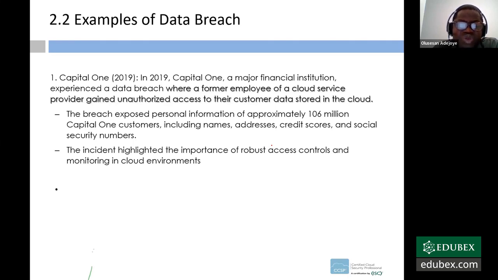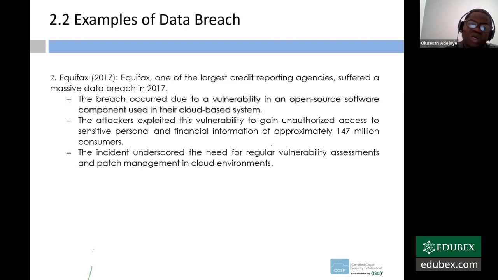And once you announce that you have been breached, or it comes to public knowledge, that will affect the reputation of the enterprise and also its market share. So it's very important that we put in place very comprehensive access control and monitoring within the cloud environment once we adopt the cloud.